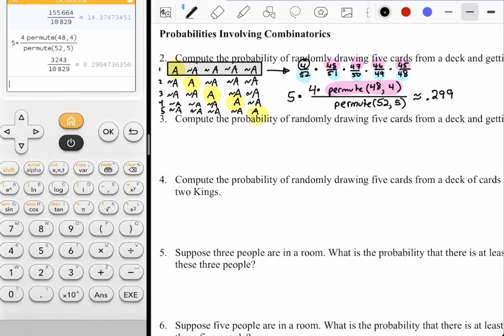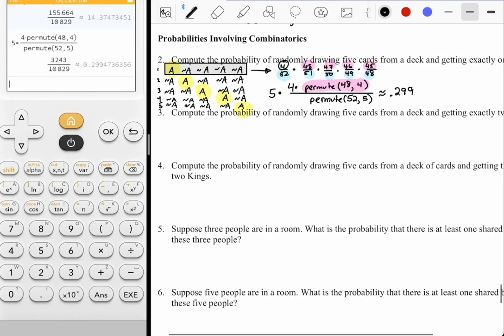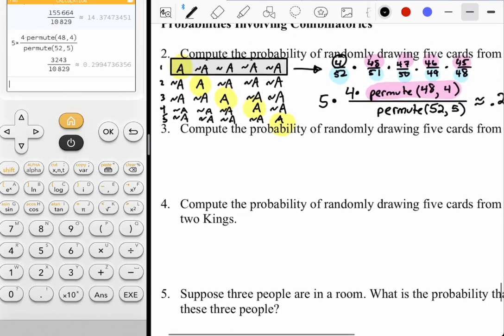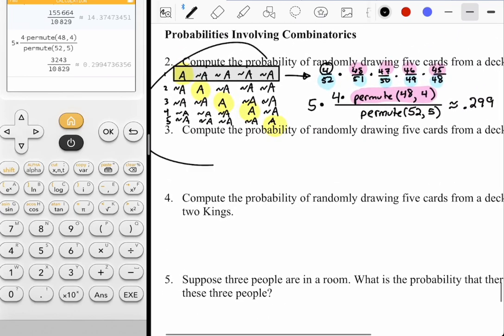So that leads us to the second example. Well, the second probability example, third one overall. Compute the probability of randomly drawing 5 cards from a deck and getting exactly 2 aces. All right, so we could do what we did above here and list all these possibilities out.